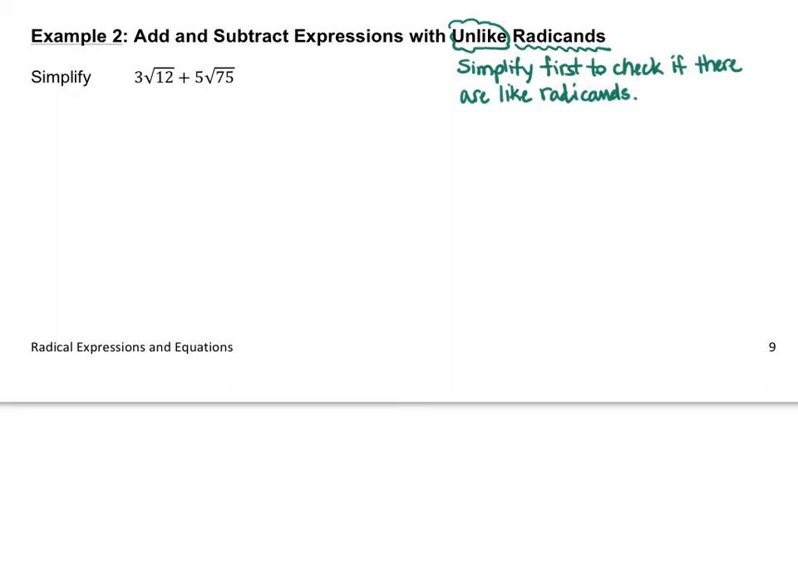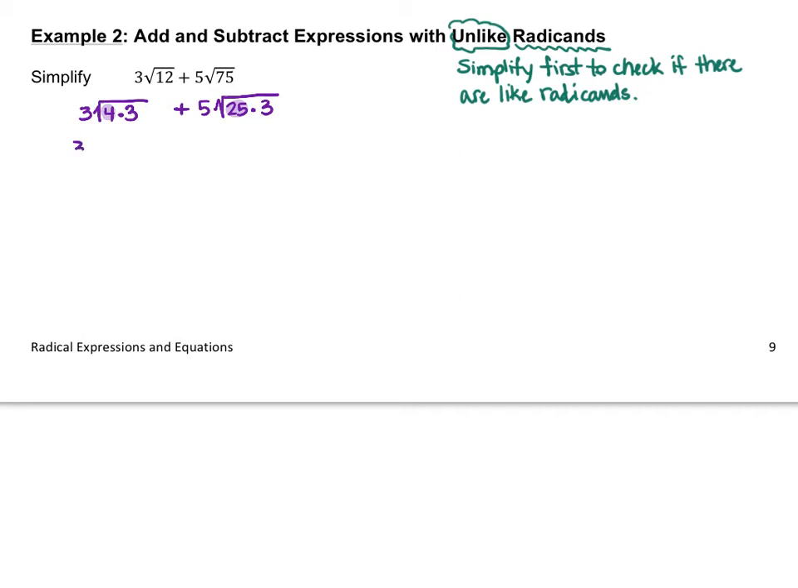So we've got to simplify these first, and then we'll see what we end up with and what we can combine. Let's start with 3 times the square root of 12. We know that 12 is equal to 4 times 3, and we're breaking it down this way because we know 4 is a perfect square, plus 5 times the square root of 75, and we know 75 is 25 times 3. So the 4 is a perfect square, the 25 is a perfect square, so those can come out.